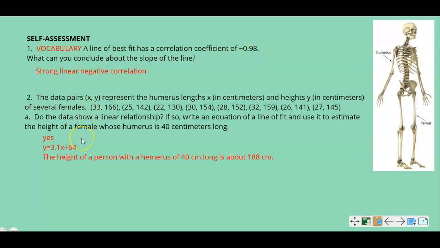And then for number 2, yes, the data points show a linear relationship. If you took these points and plugged them into your calculator, you should have gone to Stat, Edit, and then gone back to Stat, Calculate, and done linear regression. You would have got an equation close to this. And then you could plug in 40 centimeters for your x value here, and you could conclude that the height of a person with a humerus of 40 centimeters long is about 188 centimeters. All right, that's all for modeling with linear functions.